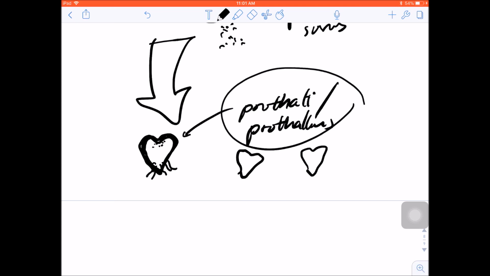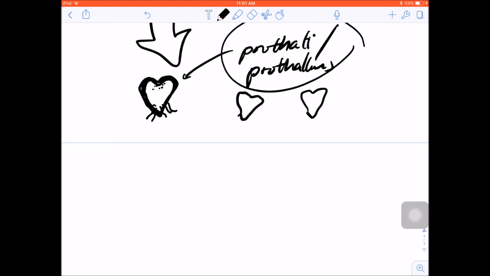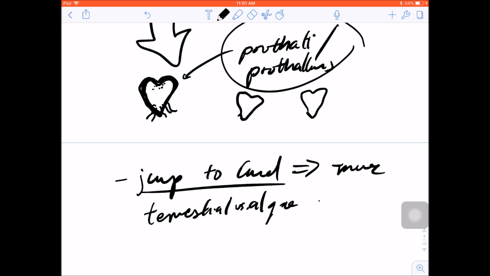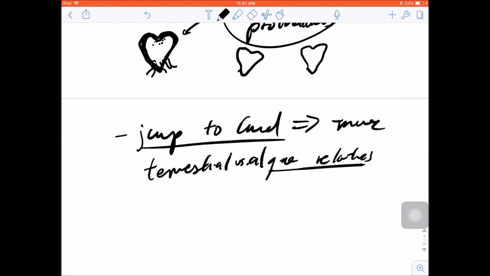Prothalli. Cool. To wrap everything up, what you really want to take away from this previous lab, one is to just know all the features that allowed these plants to jump to land, how they became more terrestrial than their algae relatives. And again, those two charts at the beginning of the lab notebook, as well as in your lecture slides, will go a long way to understanding the biology of these adaptations.